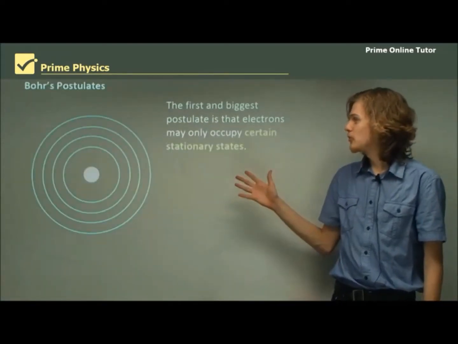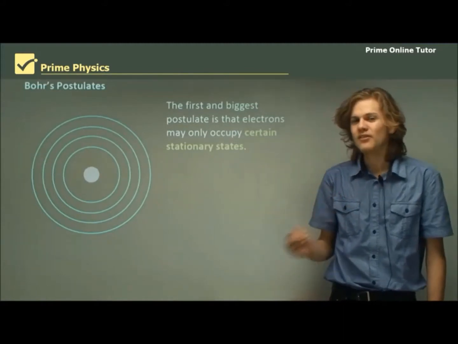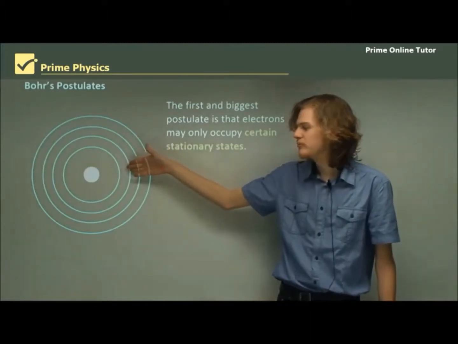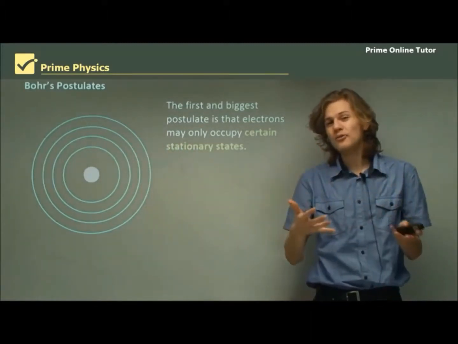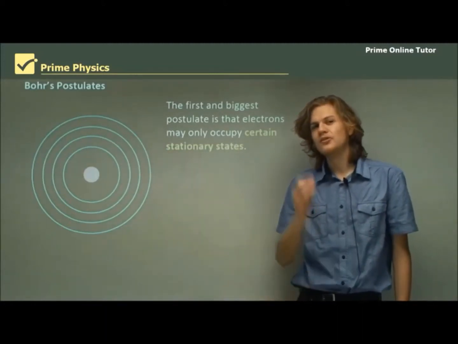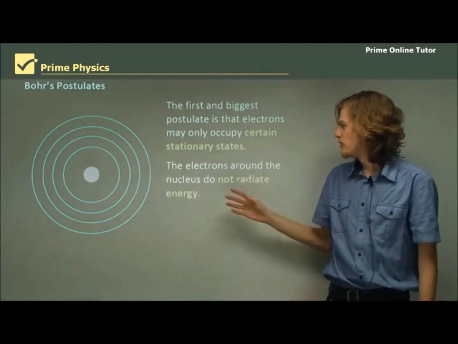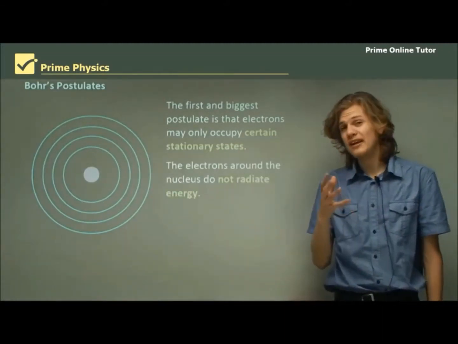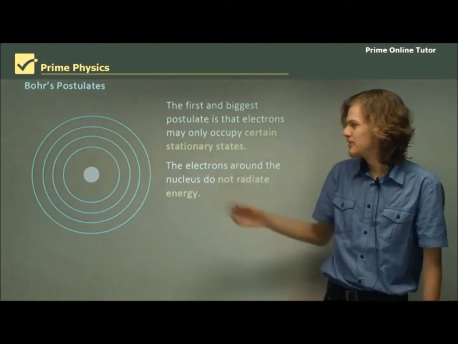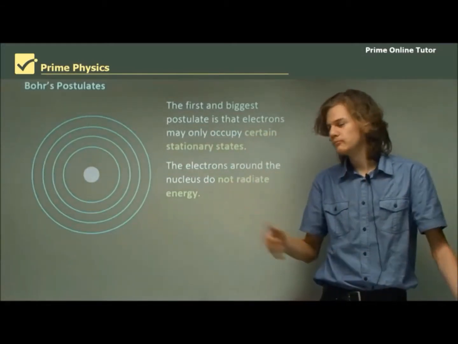So the first and biggest postulate is that electrons can only occupy certain energy states. They're not just orbiting around a nucleus, but they have to be at certain energies around the nucleus. They can't be anywhere in between. And that's the main quantum physics bit. So the electrons around the nucleus do not radiate energy, as classical physics would have them do, but instead they're stuck at each state. They can't move in between.